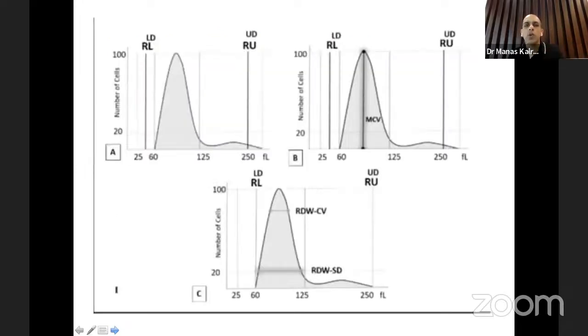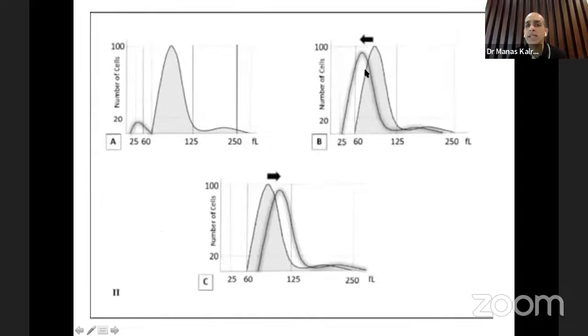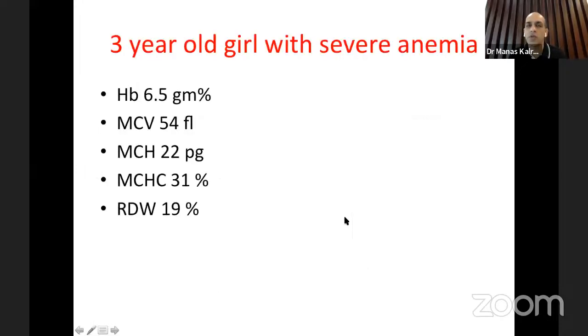You'll always look at the graphs, and sometimes the graphs are not available, but we hematologists are fond of looking at the graphs. So this helps us with the MCV, and this helps us to look at the distribution. And as I said, if you have microcytosis, the curve will shift towards this side. If you have macrocytosis, the curve will shift towards that side.